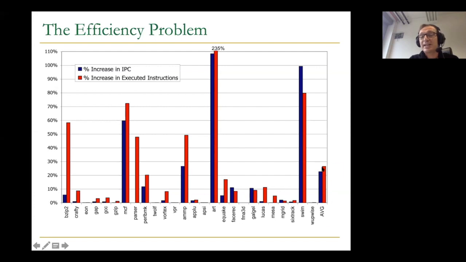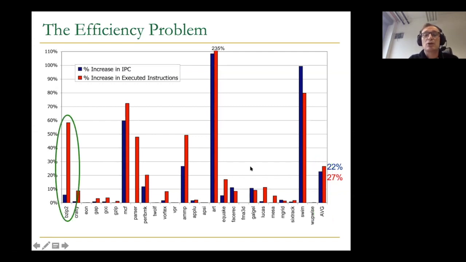So on average, it doesn't look terrible. On average, Runahead execution increases the IPC by 22%, but increases the executed instructions by 27%. So if you do the ballpark that a 1 unit increase in executed instructions is a 1 unit increase in energy, then you can say, okay, this is not terrible in terms of energy efficiency.